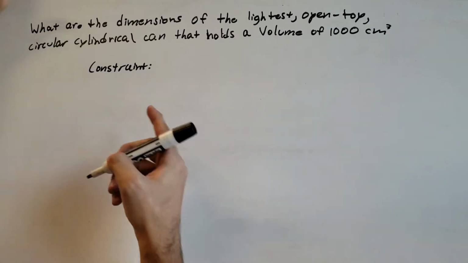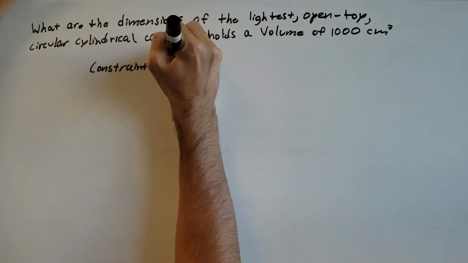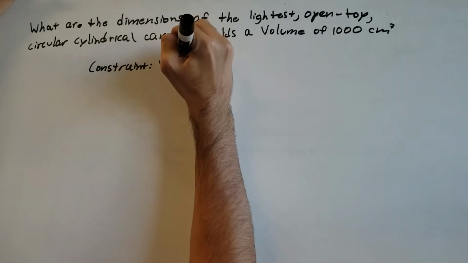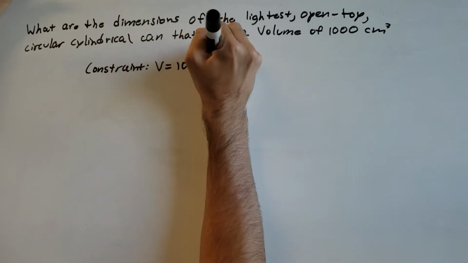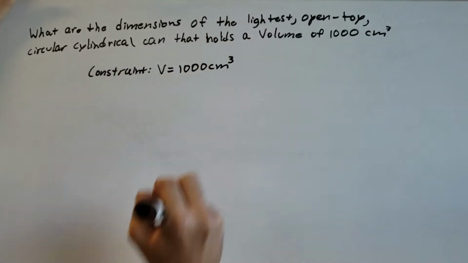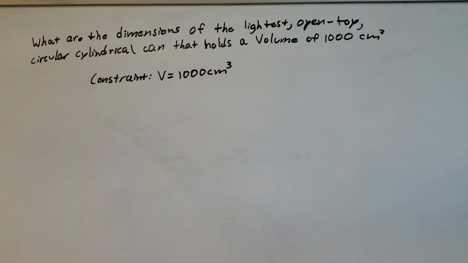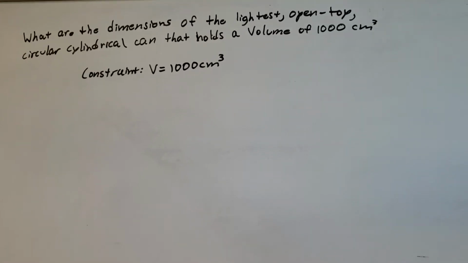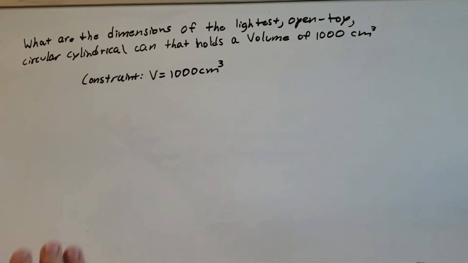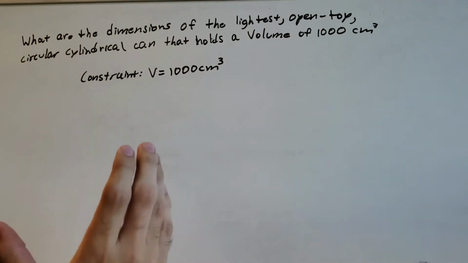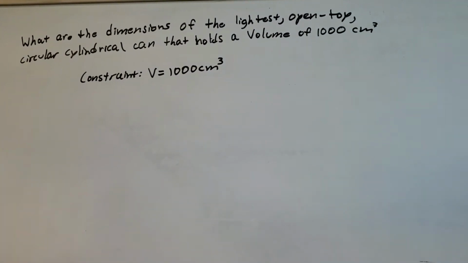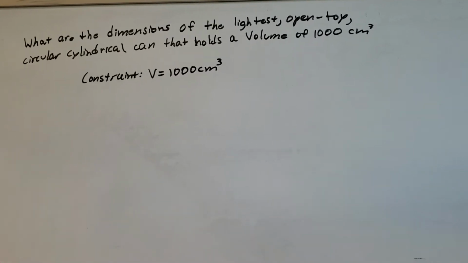So let's write that out. The constraint is our volume must equal 1,000 cubic centimeters. That's our constraint. With that being said, we're going to take our constraint and put it inside some equation that relates the constraint with some variables.